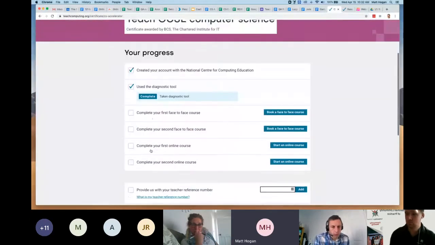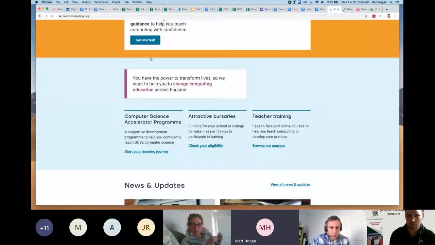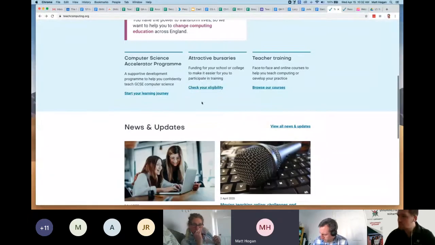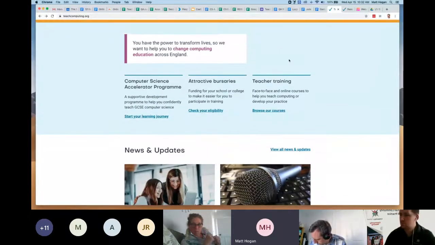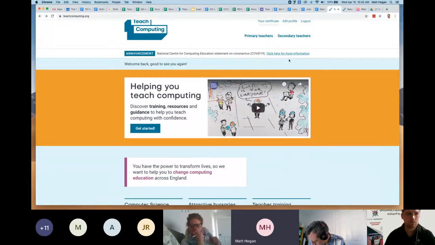If you sign up for Teach Computing, you go through this process of doing different things, face-to-face, well, what used to be face-to-face courses, and online courses. Yeah, and then we've also got our Isaac Computer Science, which is the A-level resources, which Martin, you said you use, do you? Yeah, no, I've found it really useful.